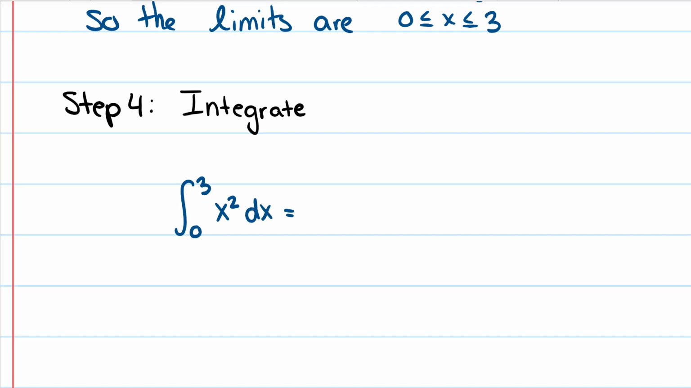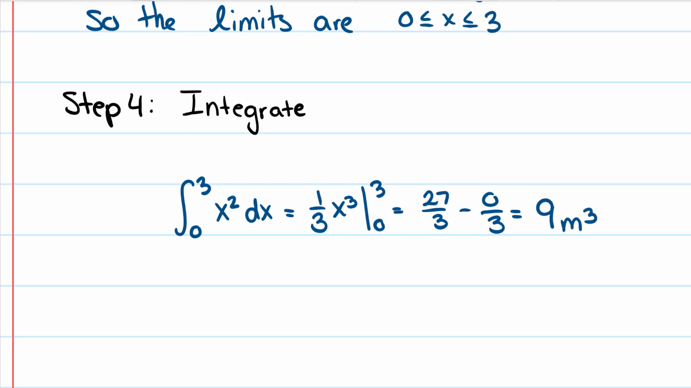And then all we need to do is integrate. So this becomes 1/3 x cubed from 0 to 3, which is equal to 27 over 3 minus 0 over 3, which is equal to 9. And then the important part is the units: 9 meters cubed. And that's it.